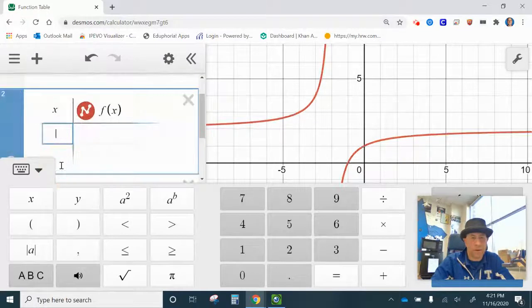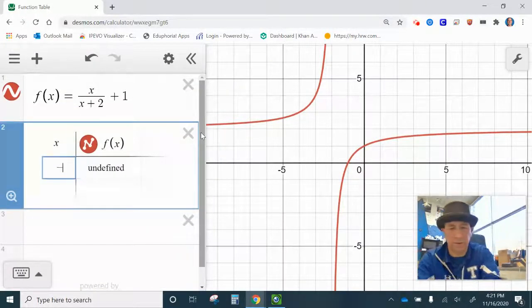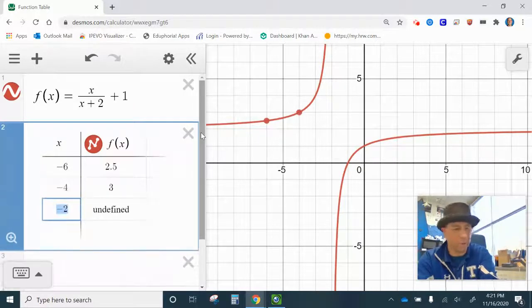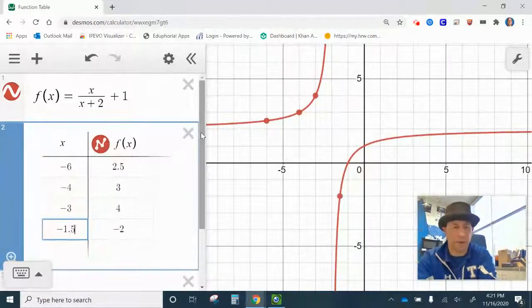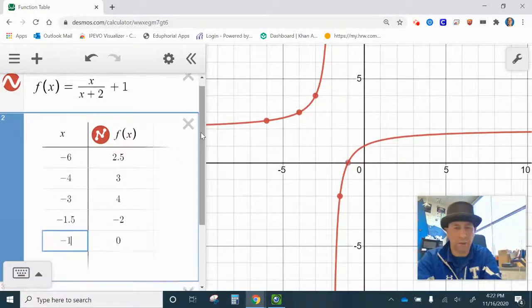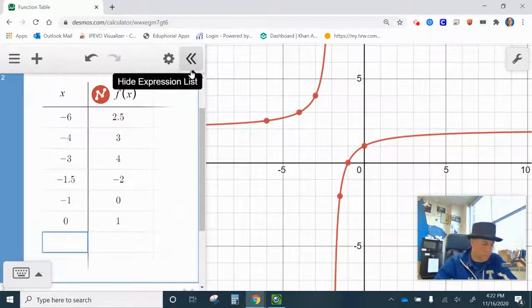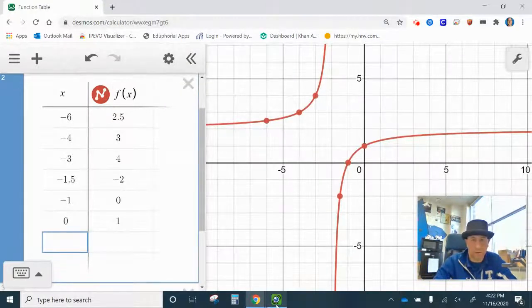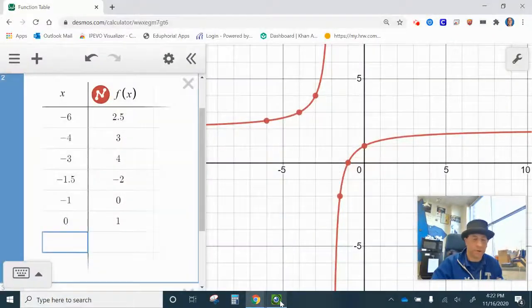Okay. And the problem gave us these x values. So we're going to plug those in. So -6, -4, -3, -1.5, -1, and 0. Okay. So let's go ahead and write those down here. Actually, I'm sorry. Let me write them down on a paper while I have the screen up.